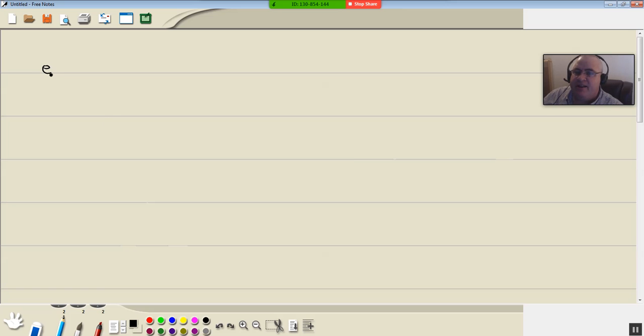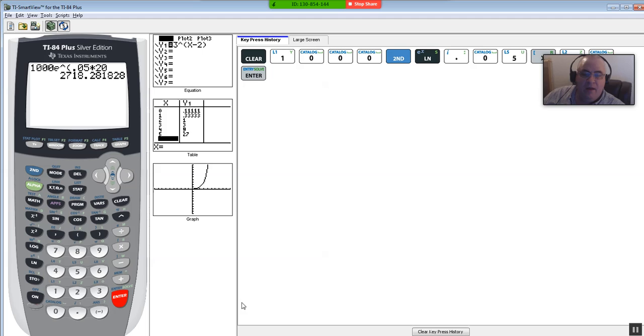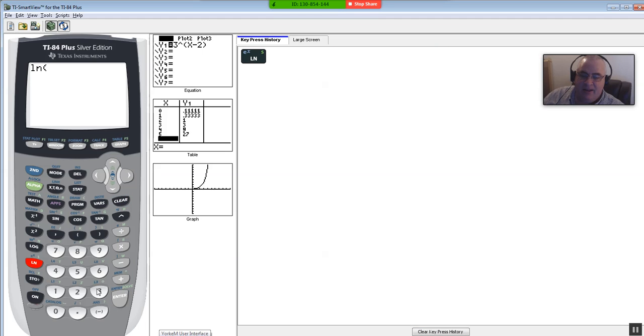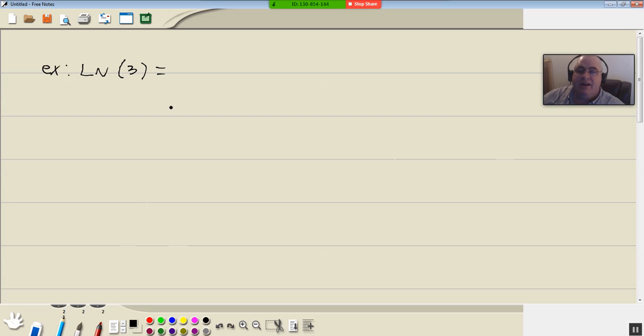Some problems you can plug directly in the calculator. Let's say you have natural log of 3. We have an ln button. So to plug this in, you just simply push your ln and then 3. And that gives you your answer, 1.099. Take it to 3 decimal places. You would take it to however many your problem indicates.